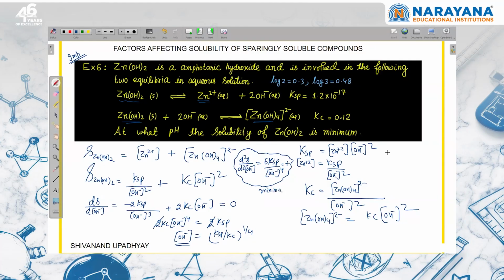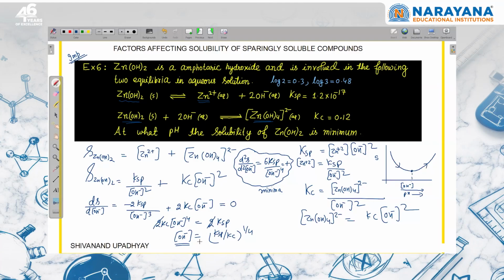So if we try to draw the graph of solubility of zinc hydroxide versus OH⁻ ion concentration, we know that as we increase the concentration of OH⁻, pH is also going to increase, right? So this is the concentration of OH⁻ versus solubility graph. Since it is minima, on increasing the concentration of OH⁻ the solubility first decreases and reaches the minima, and after that it will increase. So this will be the variation of solubility of zinc hydroxide.